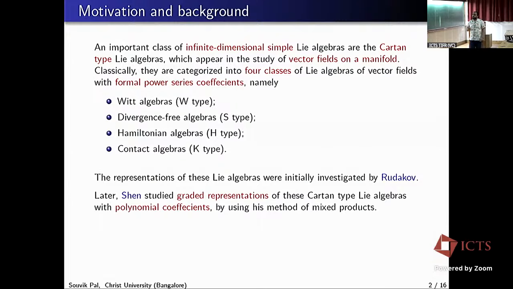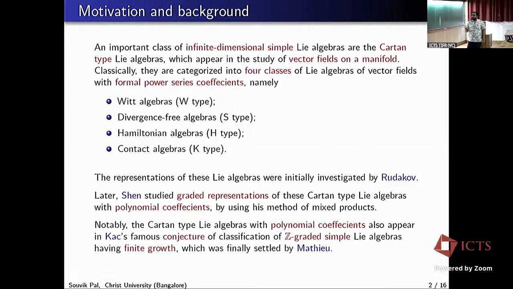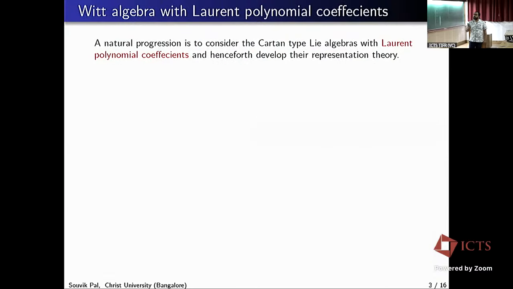These Lie algebras have been around for a long time. Notably, they appear in Kac's famous conjecture on the classification of graded simple Lie algebras having finite growth, which was finally proved by Olivier Mathieu. So a natural thing to do is to restrict to Laurent polynomial coefficients, and then develop the representation theory.